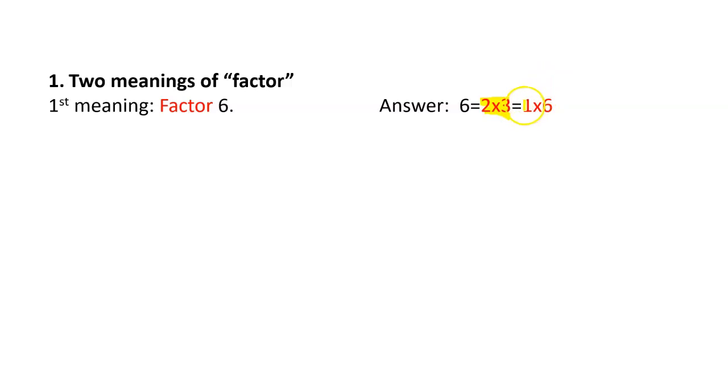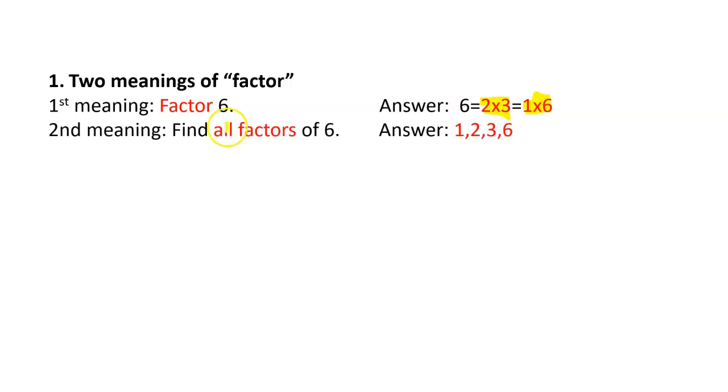Right here, because I only have numbers, I use the cross symbol. But if you don't like the cross symbol, you could use a dot or just use parentheses. So this is the first meaning: breakdown. And remember, the answer has a multiplication symbol between them, the whole thing together.